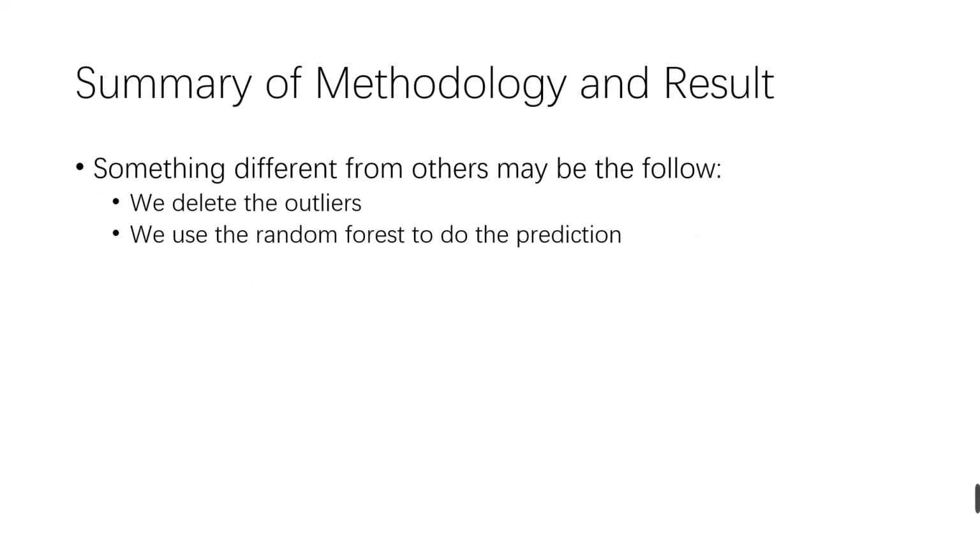And then here is a quick summary of the methodology and results. There is something different from others that we have to point out here. One is that we delete the outliers, and second is that we use a random forest to do the prediction, maybe different from others. So that's all on my part.